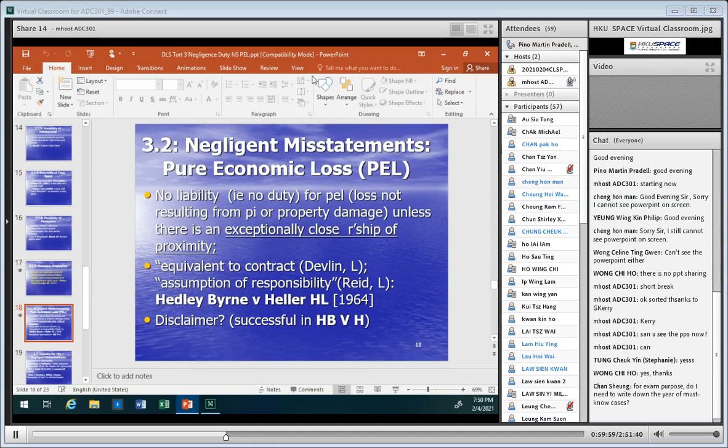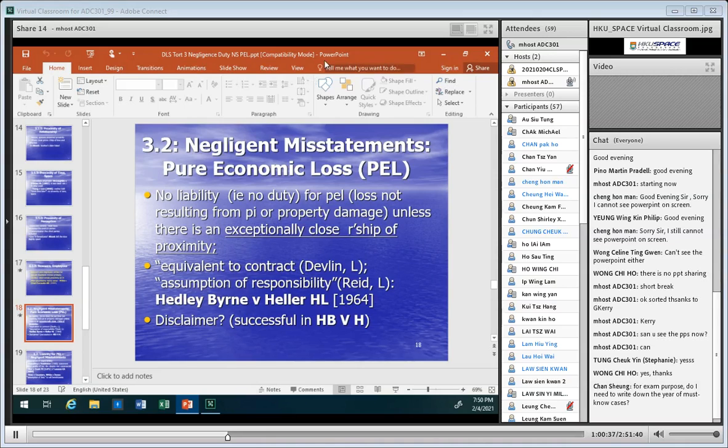However, Hedley Byrne v Heller was decided before the 1977 Unfair Contract Terms Act, and if that were to be decided today, it would probably be treated as an exemption clause. The disclaimer would be treated as an exemption clause and would not be effective unless it is reasonable, and probably would not be reasonable. So the disclaimer in Hedley Byrne v Heller today would probably not work under the Unfair Contract Terms Act 1977, which is the English equivalent of our Control of Exemption Clauses Ordinance.